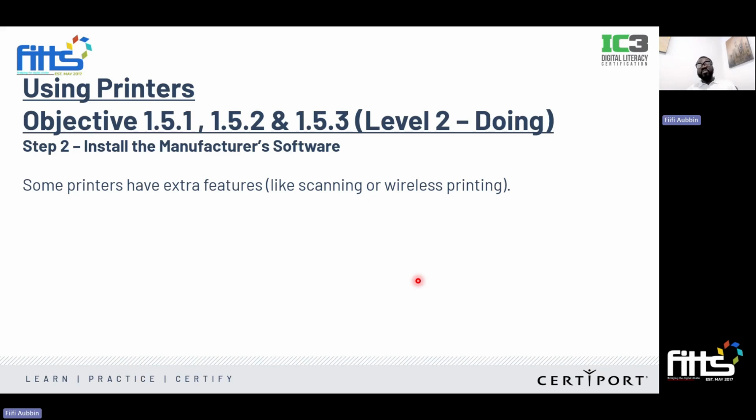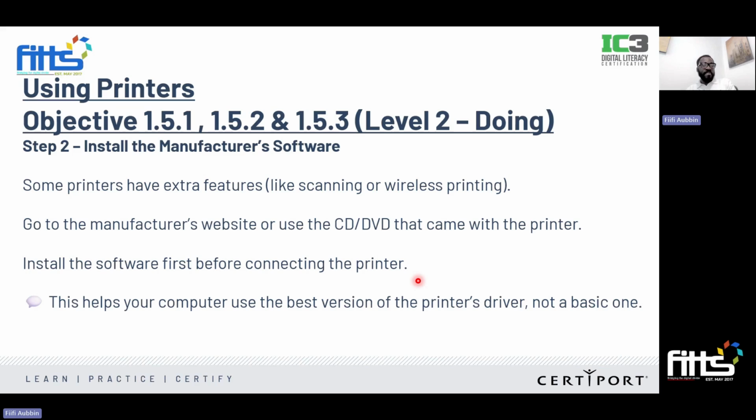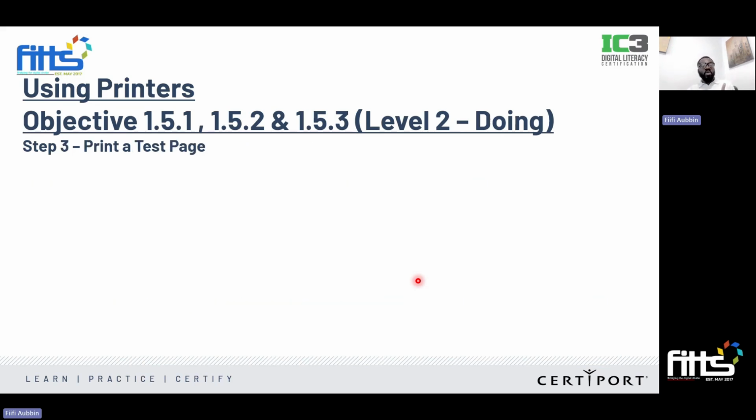So some printers have extra features like scanning or wireless printing. So you go to the manufacturer's website or use the CD or DVD that came with the printer. Then you install the software first before connecting the printer, because you need a driver to communicate with the hardware. And that is the job of the operating system, which is the master chef coordinating operations. So you see what we learned in level 1. It plays a role here. So this helps your computer use the best version of the printer's driver, not a basic one.